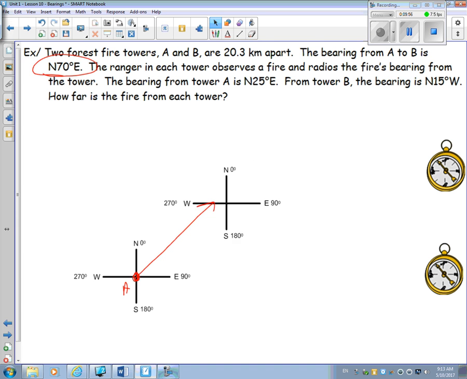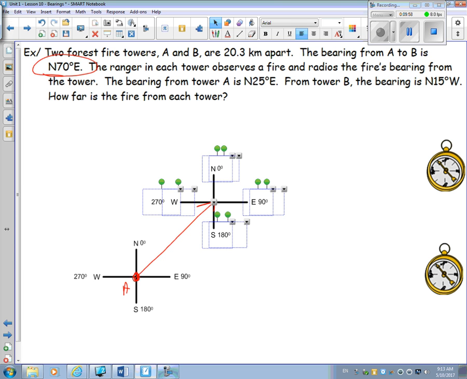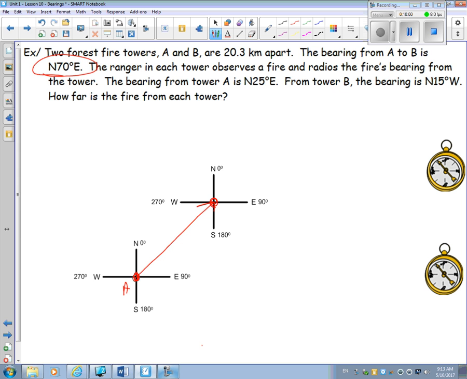Tower B is right about there. Sorry guys. North 70 east. So I started north and I went 70 to the east to get to Tower B. The fire is north 25 east from A. So my fire is going to be somewhere up here.